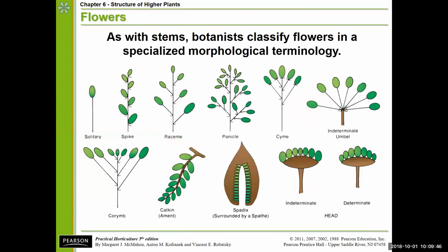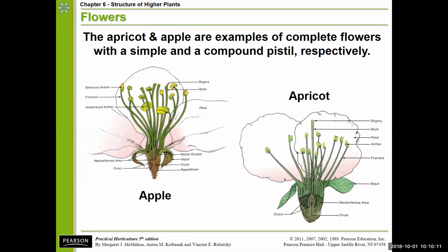All right, so again, flowers come in many shapes and sizes, and these are all just different types of inflorescences, other than, of course, the solitary one, because that's just one flower. But we have spikes, racemes, panicles, cymes, indeterminate umbels. These are very important in botany to look at. I'm not going to have you guys memorize any of those, though.